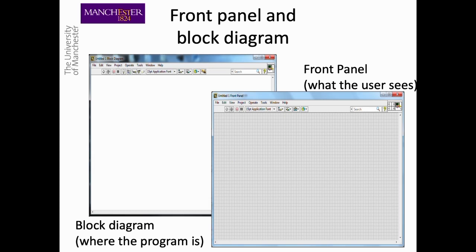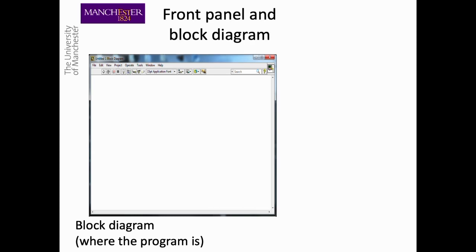It's the part where you set values, where you can set files to be read. So that's your inputs to the system. It's also the part of the program that gives us outputs. So we may have graphs and indicators in there, and we may have the option to write that data to a file so that we can look at it later. So all LabVIEW programs have two parts, the front panel and the block diagram.